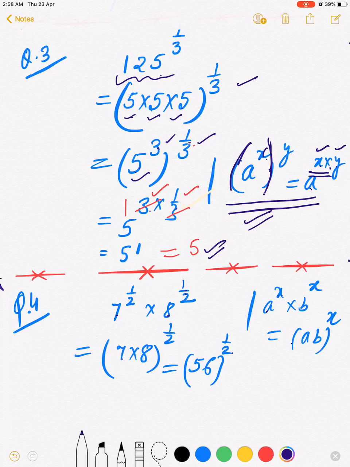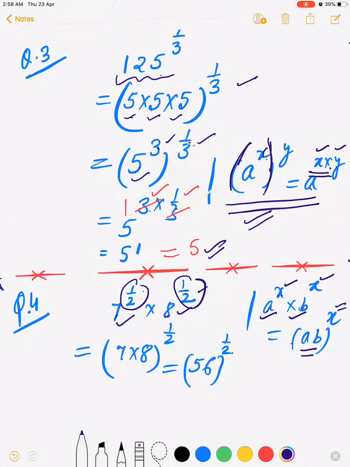Let us have one more example. Here 7 to the power half and 8 to the power half. This is the question. Now bases are different but their exponents are same. So we can use this law of exponent here. Bases are different but exponents are same. Then these two bases get clubbed in one bracket and whole to the power x.